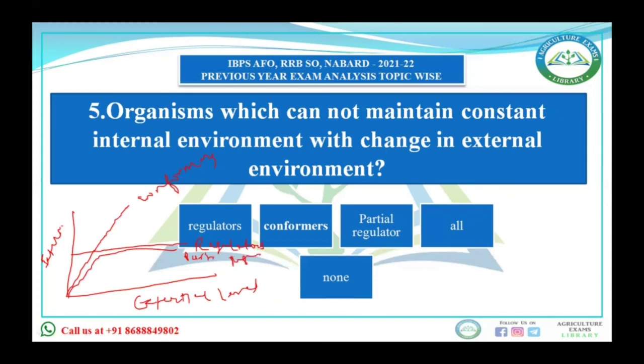What are conformers? Organisms which cannot maintain a constant internal environment, means their body temperature or osmotic concentration changes with the external environment. You see, as the external environment is changing, their internal environment is also changing. They are known as conformers. It means they cannot maintain constant internal environment. While regulators, the external environment is changing, but their internal environment is constant. Answer will be conformers.